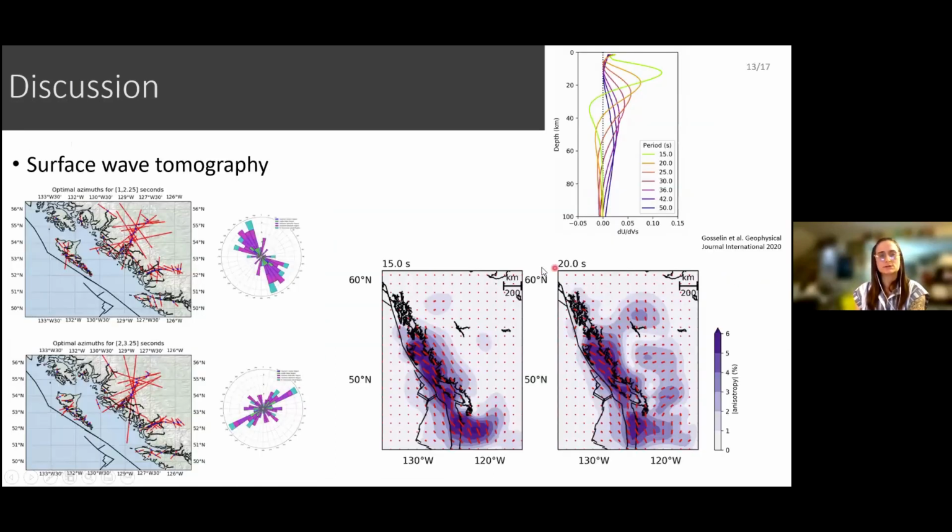We also looked at surface wave tomography results. These 2 time periods of 15 seconds to 20 seconds are both sensitive to crustal depths. That's just what this plot here is showing. Once again, we're seeing a northwest orientation near the margin. And for this time period, which is sensitive to deeper depths, as we go on land, we also start to have a more east to west orientation.